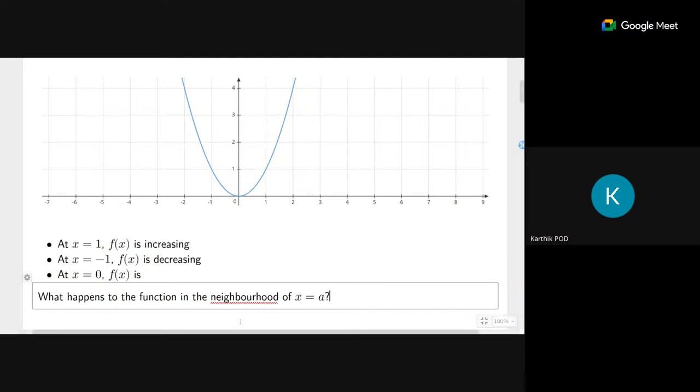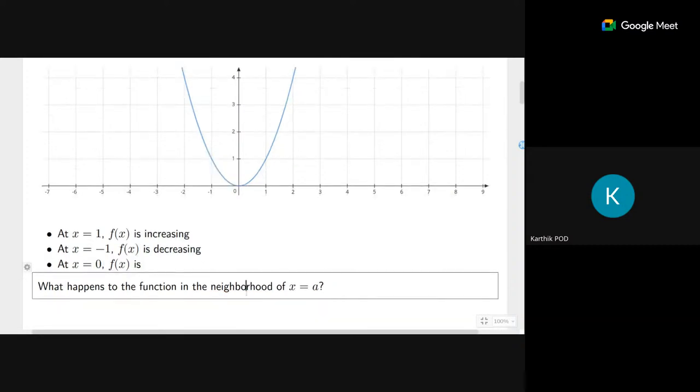So this is a better way of putting it. What happens to the function in the neighborhood of x equal to a? In the neighborhood of x equal to 1, as you approach 1 and you go to the right of 1, the function is increasing. In the neighborhood of minus 1, as you approach minus 1 and you go beyond minus 1, the function is decreasing. So the convention is that the direction is from left to right.